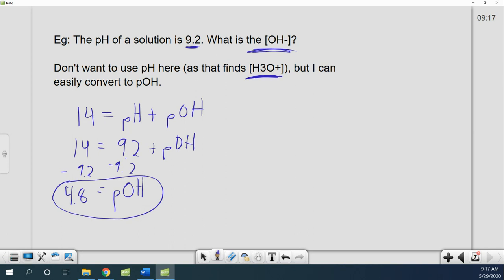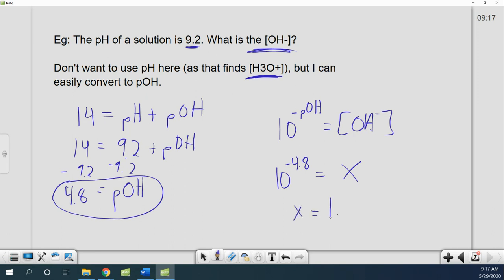And now I can use the exact same formulas I used before. 10 to the negative pOH instead of pH gives me hydroxide concentration. So if I use hydronium here, I get hydronium there. If I use pOH here, I get OH there. Same formulas apply just as easily, and this will give my answer directly. 10 to the negative 4.8 equals whatever my hydroxide is. So it turns out my hydroxide ion concentration is 1.58 times 10 to the negative 5.